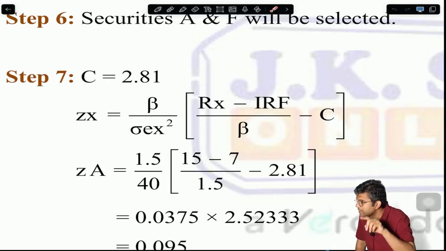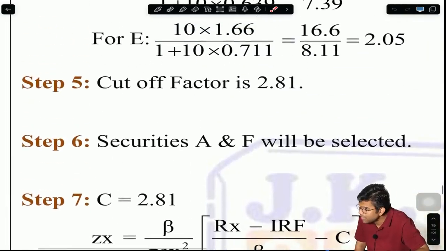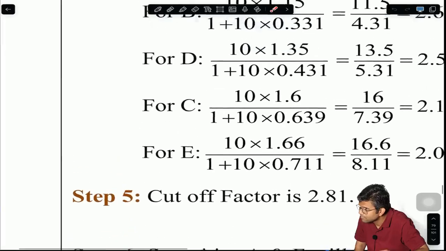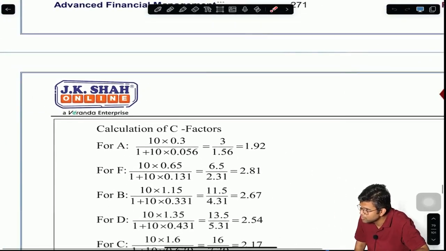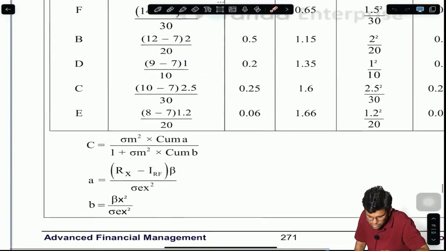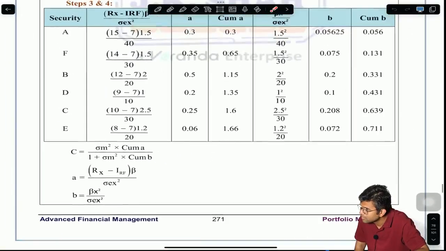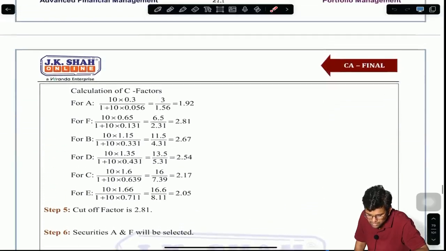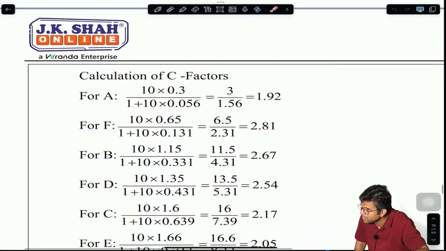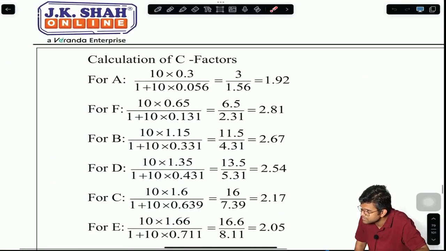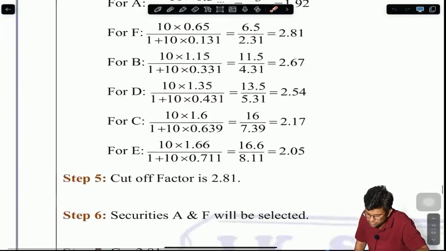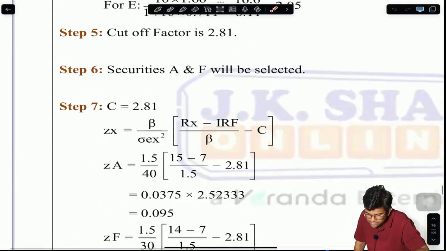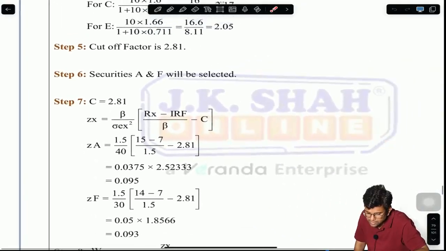How did we get the cutoff factor? What? Hey, what are you all doing? I'm sorry, but this is a shocking question. Done, no? Cutoff factor, I have given the formula. C factor. And the cutoff factor is 2.81. It is from there the descent starts. After 2.81 it is going down.